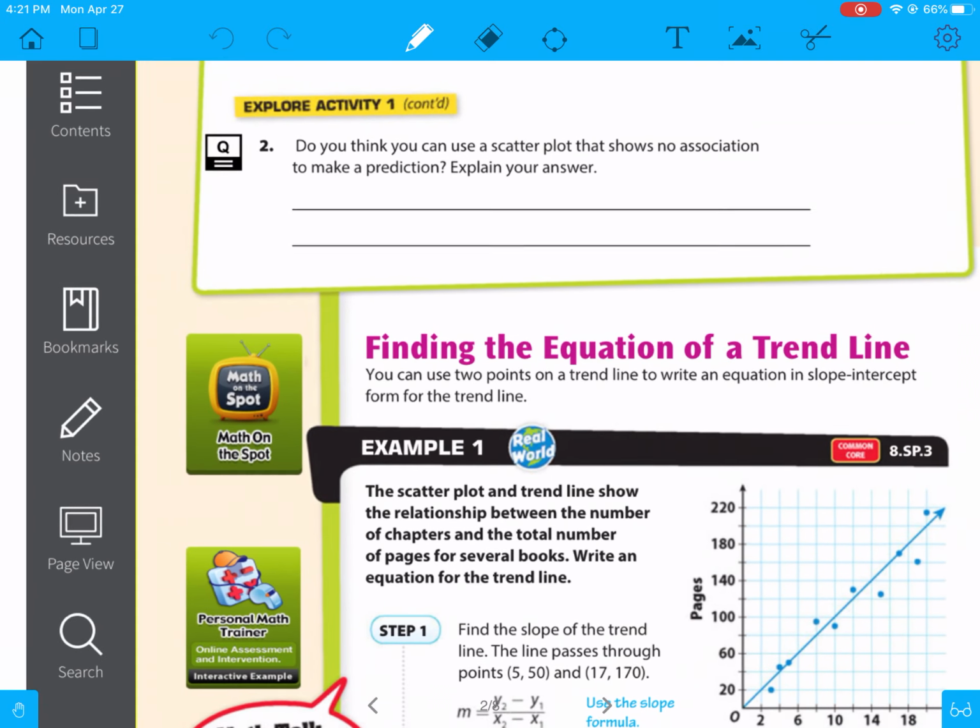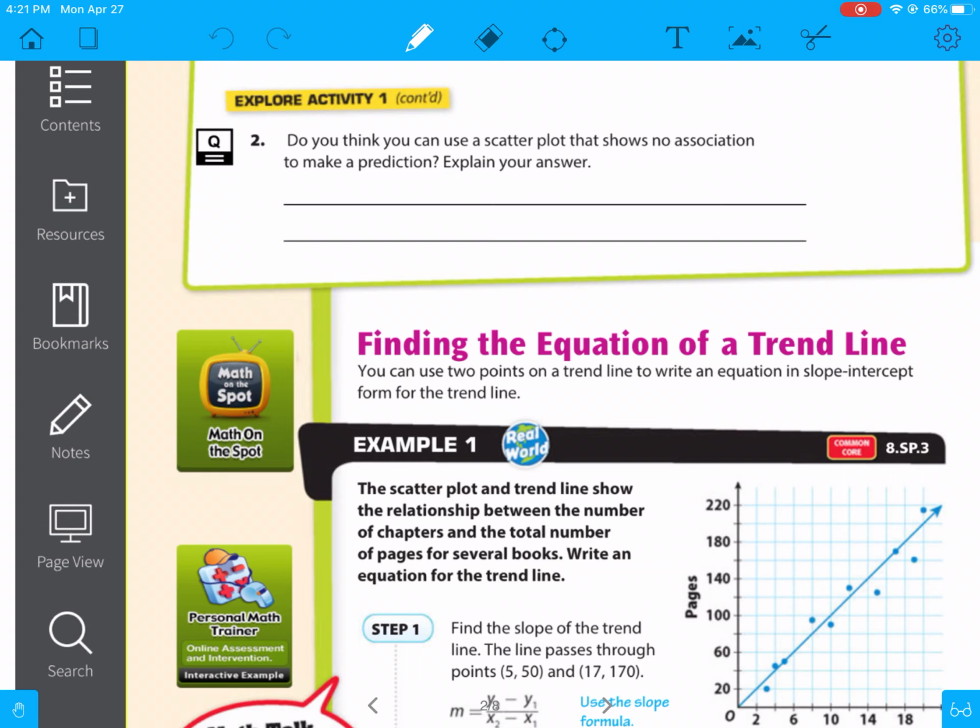All right. Do you think you can use a scatter plot that shows no association to make a prediction? If they have just dots everywhere, you can't really make a trend line that fits that. So I don't think you can use a scatter plot that shows no association to actually make a prediction.